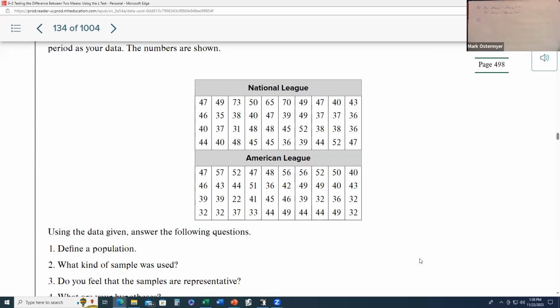Tell you what, why don't we do this for our classwork right now? So the hypotheses are going to be what? The null would say that the mean number of home runs hit by players in the National League minus the mean number of home runs hit by players in the American League is equal to 0. Versus the alternative hypothesis would say what? What do you think?